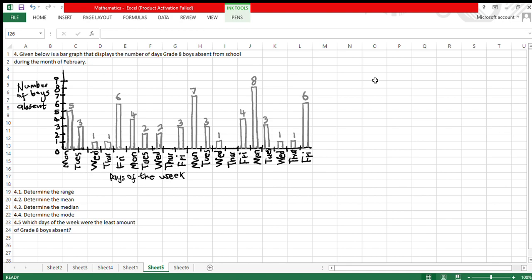Today we'll be continuing with data handling, particularly looking at range, mean, median, and mode to organize our data. So let's start with today's example.